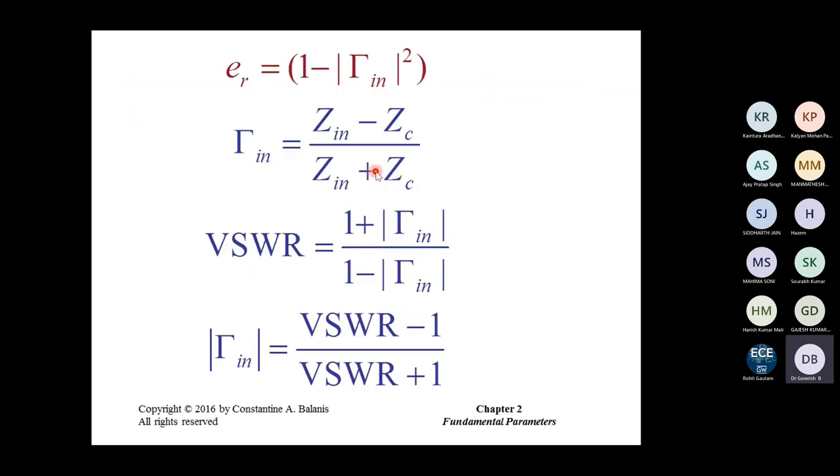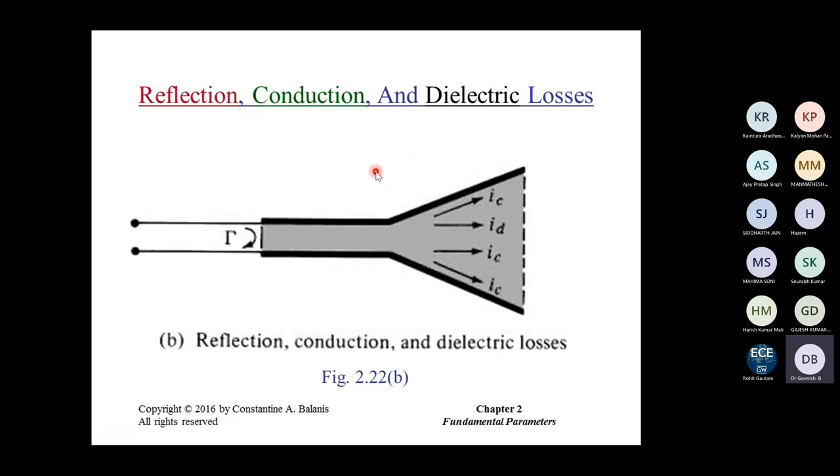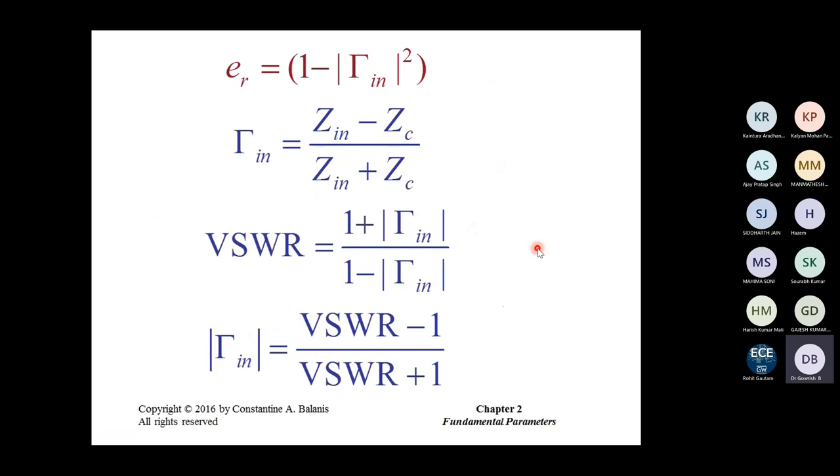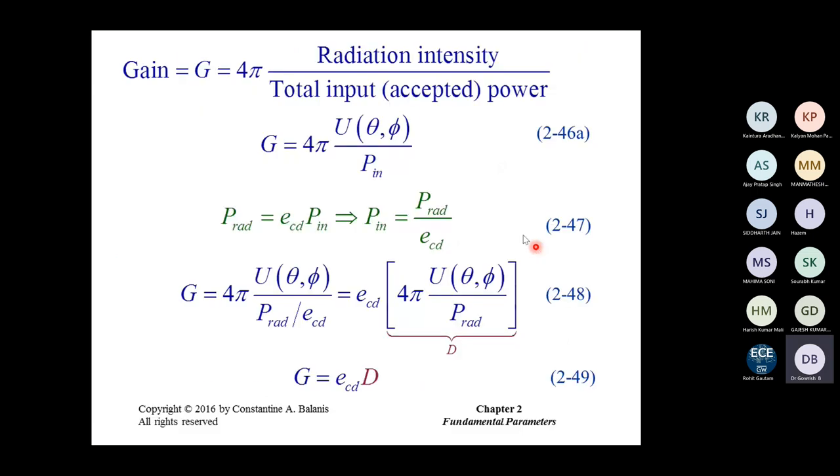Just to reiterate before we get lost somewhere, this is available power. Whatever power is totally available from a power amplifier, that's available power. Some part of it gets reflected back, and whatever enters into the input terminals of the antenna is accepted power or input power. And whatever is radiated becomes the radiated power. So these are the three nomenclatures: available power, input power, radiated power.